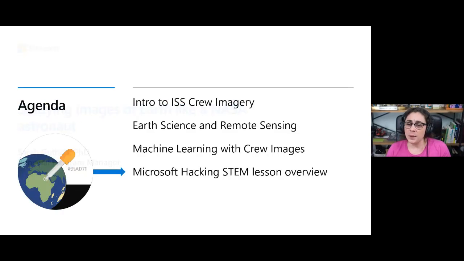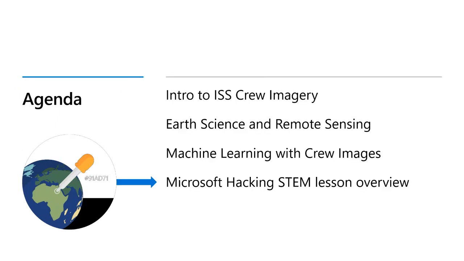We're going to talk a little bit about the ISS crew, that's the International Space Station crew, and how they manage imagery. We're going to talk a little bit about Earth science and remote sensing, go into machine learning with crew images, and then I want to show you this Microsoft Hacking STEM lesson that I worked on with this NASA team, where we walk through some natural sciences, some earth sciences, and machine learning all in one. It's going to be awesome.